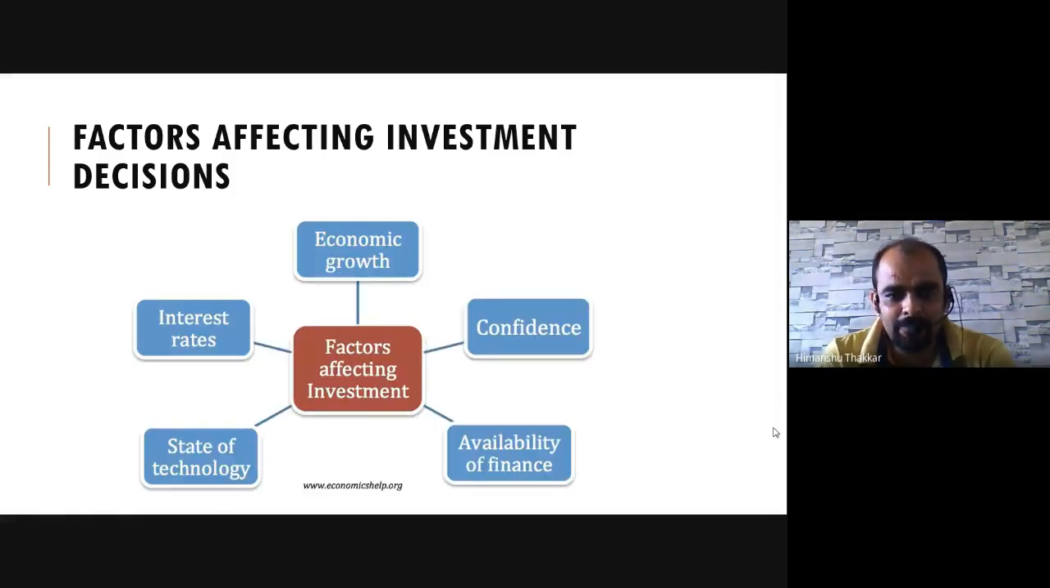So basically, these are the five major factors that affect the overall investment decisions. First is economic growth, the interest rates prevailing, confidence or the mindset of the investors, the state of technology in the economy, and the availability of finance. These are the major five factors that affect the investment decision. Let us try to understand them in detail.